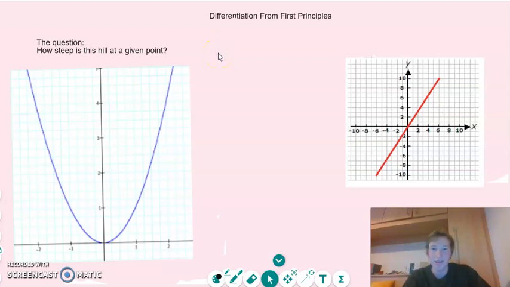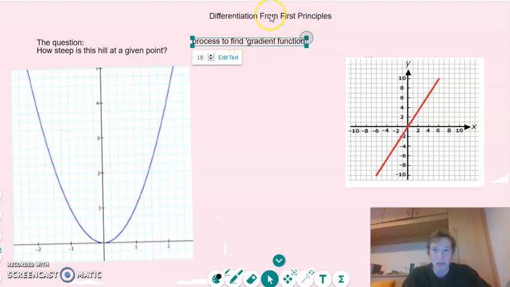Hi. So we're going to look at differentiation from first principles, which is a topic in A-level maths. Differentiation is just the process that we go through in order to find what's called the gradient function. And the gradient function is just an equation that we use to figure out what the gradient is. And gradient just means steepness. So it's all about trying to figure out how steep things are.